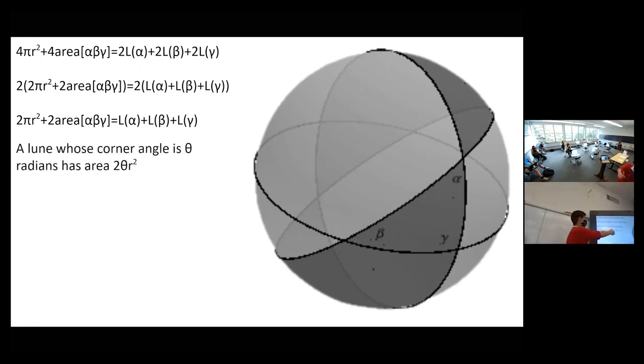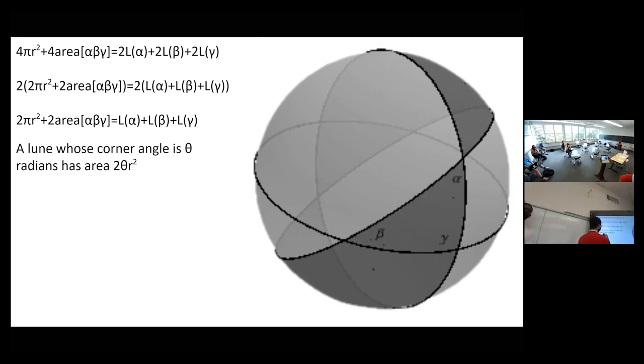Here we can substitute this formula in for L as the area of the lune. Before I do that, I'm going to first derive this formula just to show that I didn't make it up. So when we look at the picture of a lune, we see that no matter how we rotate it on this sphere, it will always remain the same shape, size, and area.